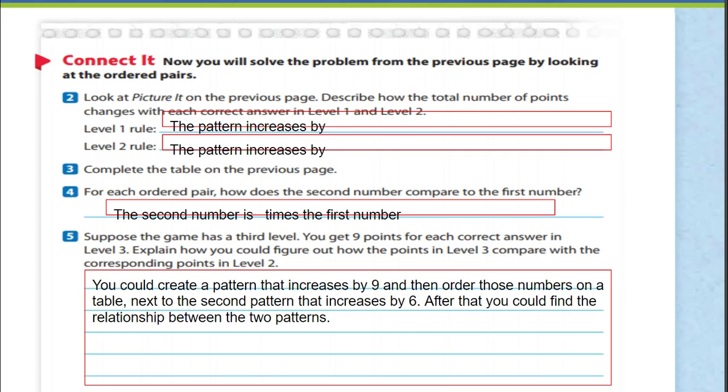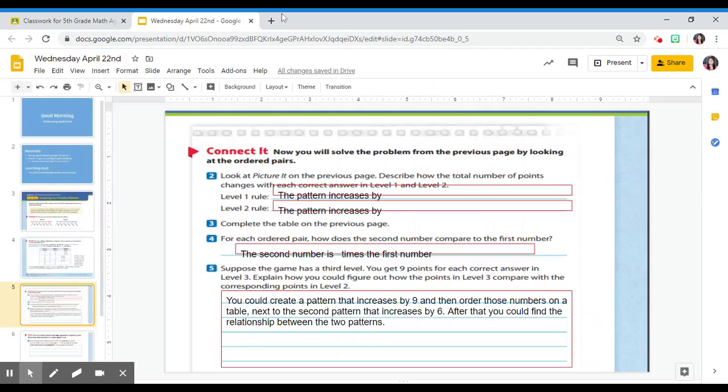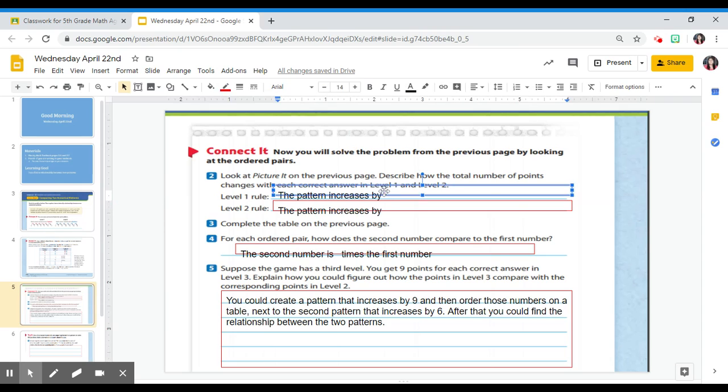So for level 1, the pattern increases by what number? And then I want you to place your answer there. So you will have to exit the full screen mode, and then you will have to type. So you're just going to have to double click here. And again, you want to use your arrow keys to move around and then to type in your number. So the pattern increases by 7 if you think it's 7, or the pattern increases by whatever number, put the correct number. And then you're going to do the same for level 2.